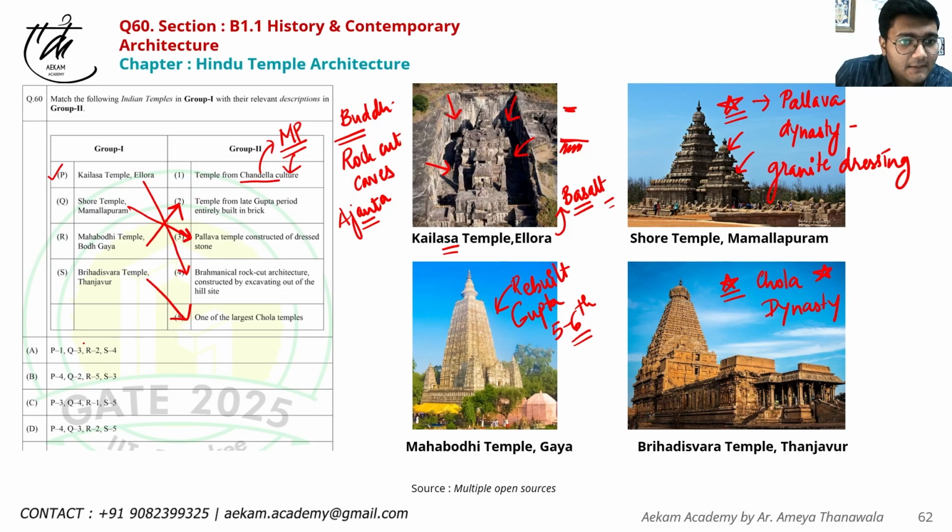Let's have a look at the options. P4, R2 is yes, Q3, Q3, R2, yes, and S is 5. So option D is correct.